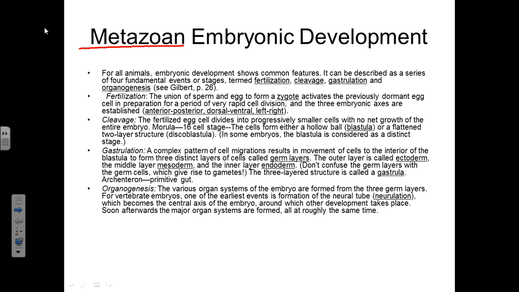And that egg has been dormant until it gets fertilized. Once it gets fertilized, it starts dividing really, really fast. And we'll give that a name in a minute. It also starts to divide and make 3 axes, 3 directional points inside the embryo. And those are anterior and posterior, dorsal and ventral, and left and right.